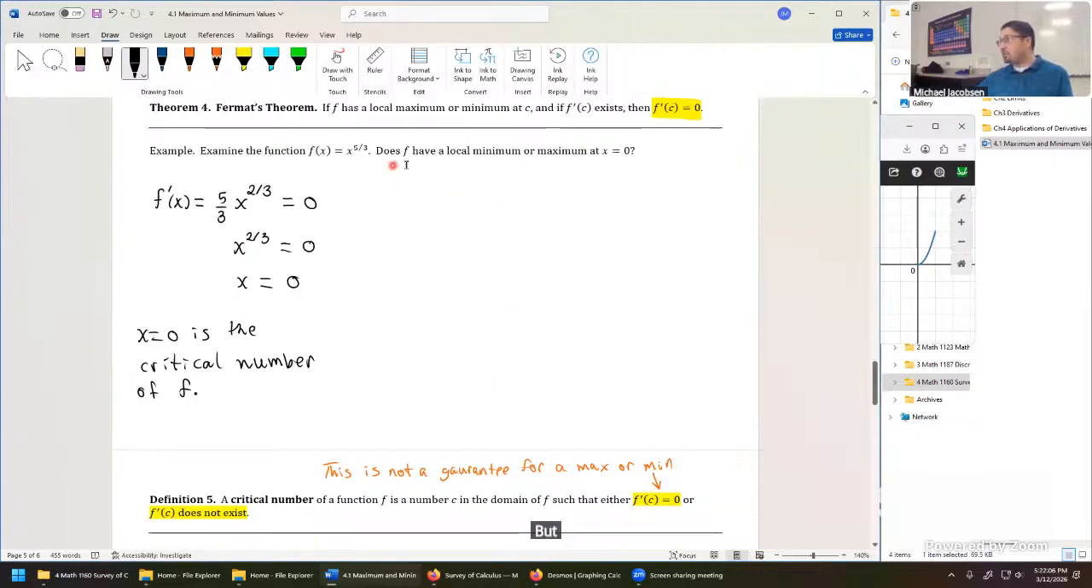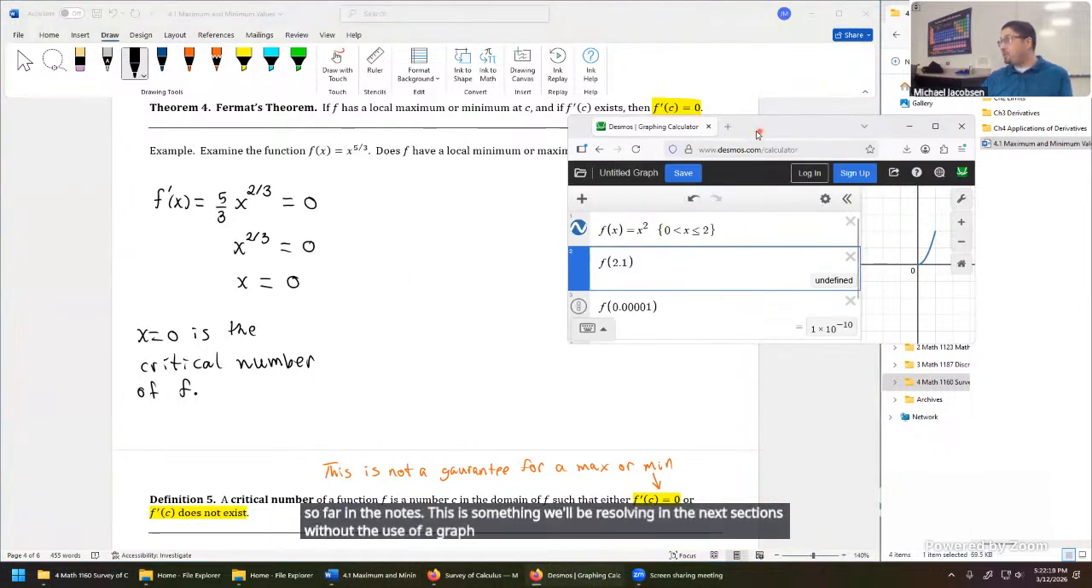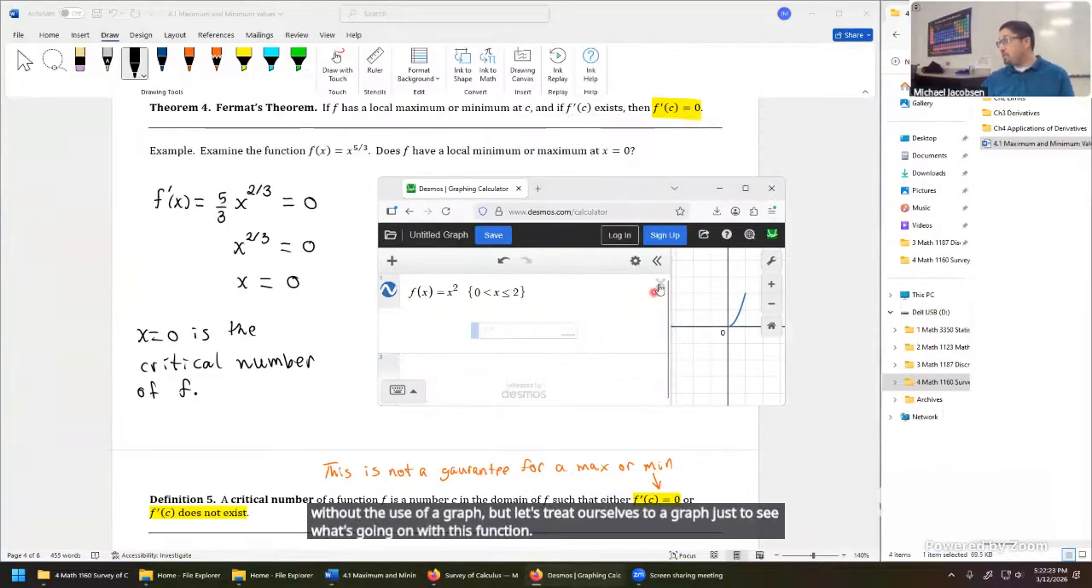But now it's asking, is there a local maximum or minimum? This is an unnumbered example because it's not a fair question to where we are so far in the notes. This is something we'll be resolving in the next sections without the use of a graph, but let's treat ourselves to a graph just to see what's going on with this function this one time.